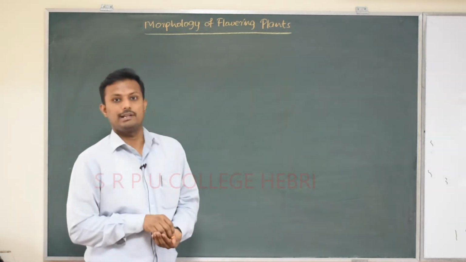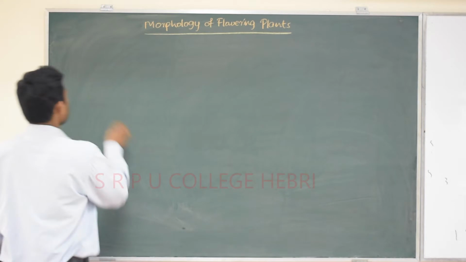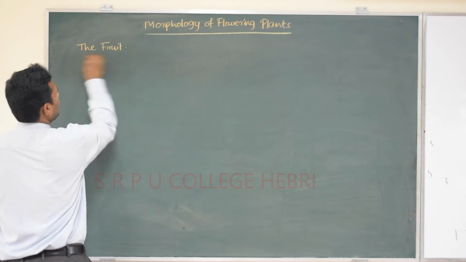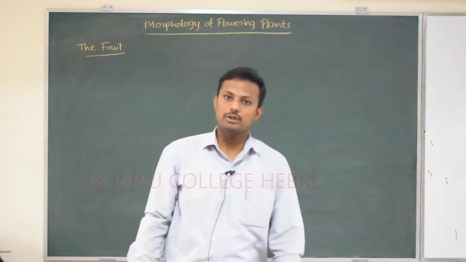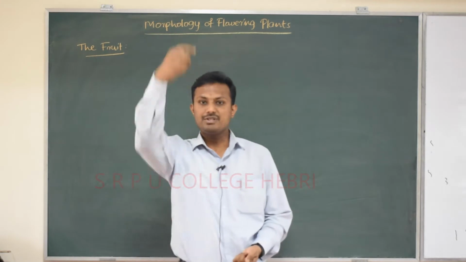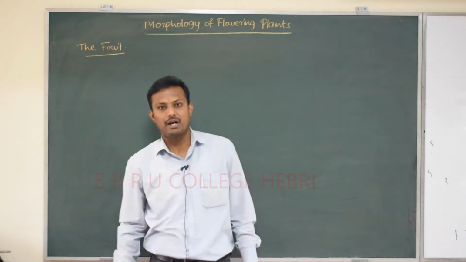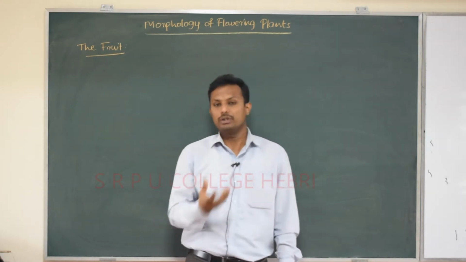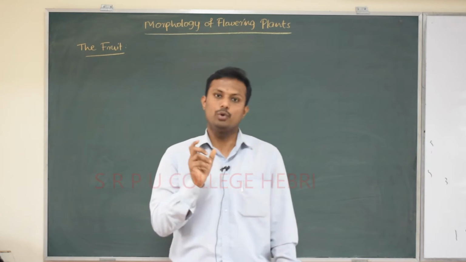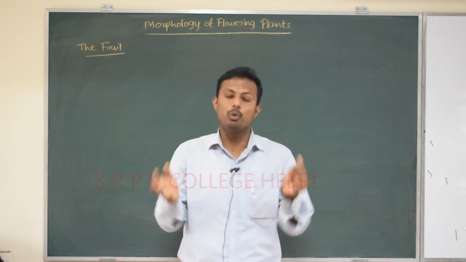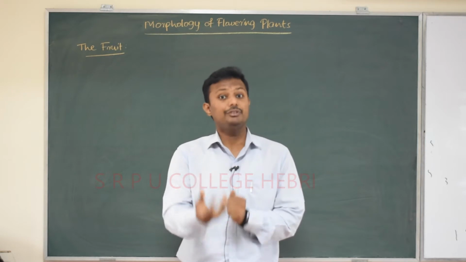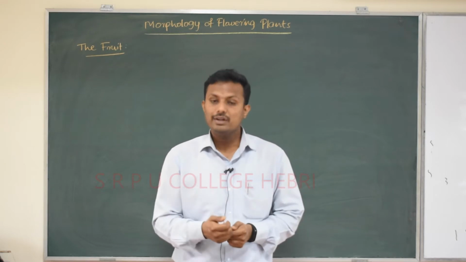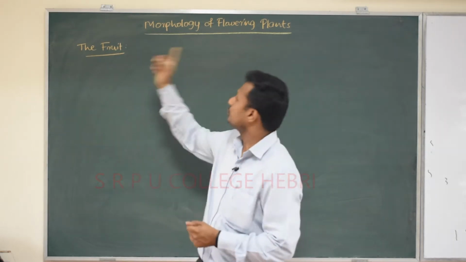Now in today's session, let's go for the next aspect of the chapter, that is the fruit. In the previous session itself, while talking about the gynoecium, we had seen the pistil consists of 3 different parts: the stigma, style and ovary. The ovary is the bulged or swollen basal portion. After fertilization, the mature ovary becomes fruit.